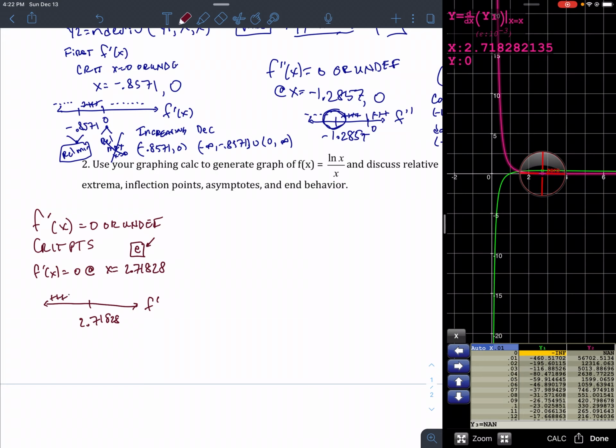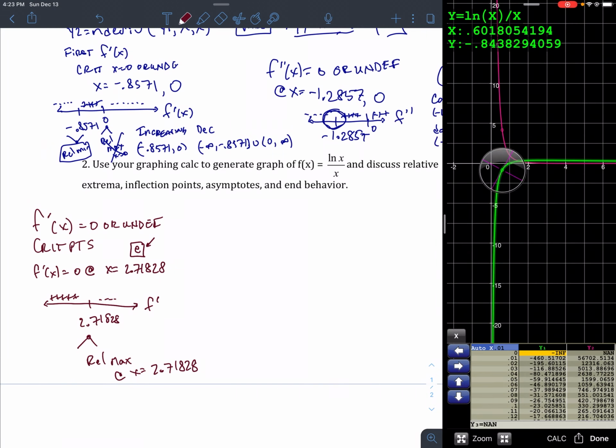So our slopes are positive, right? This is an f prime graph. To the right of it, we are negative. We are below it. So that means we have a relative maximum at x equals 2.71828. And if you wanted the exact point, you can plug it back into your calculator, and that comes out to be, if I follow the green graph, there's my maximum, 2.71828, comma, 0.36788. There is my relative maximum.